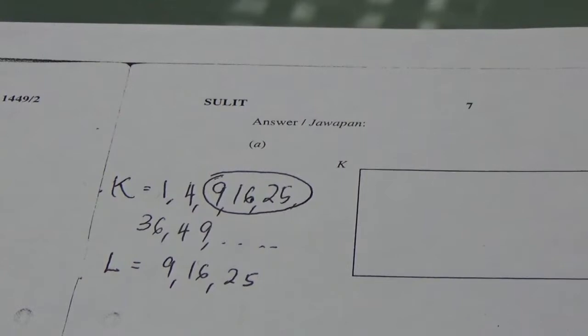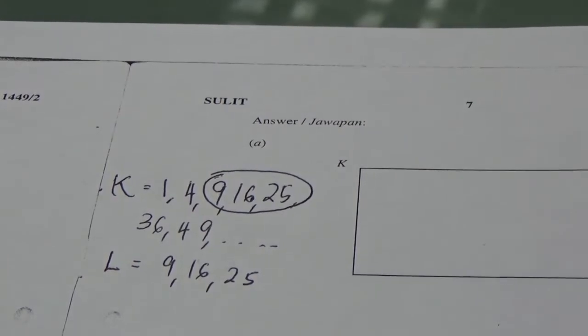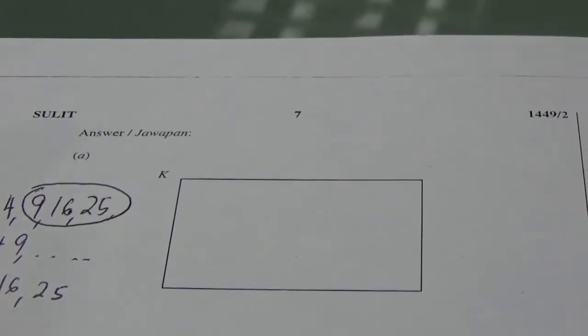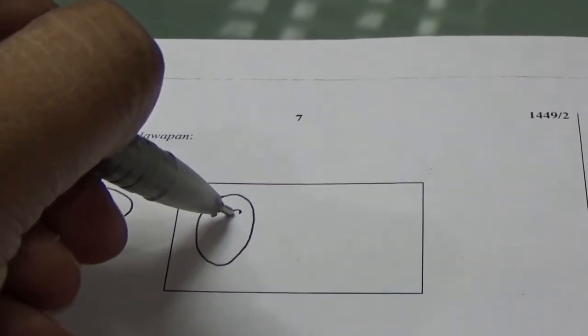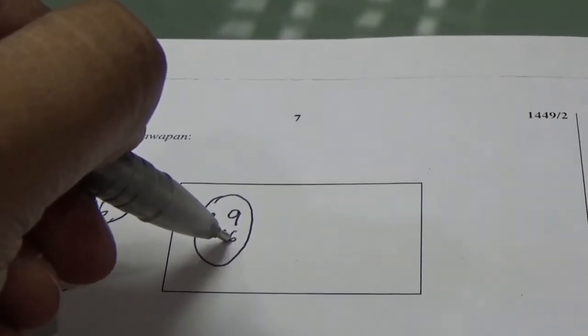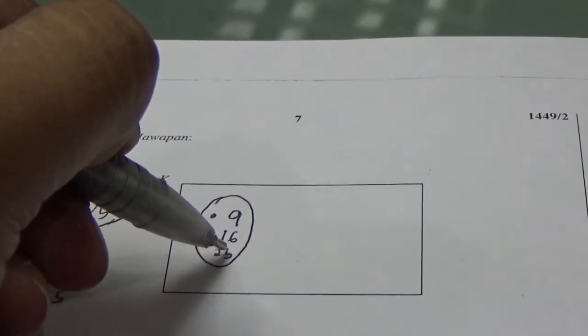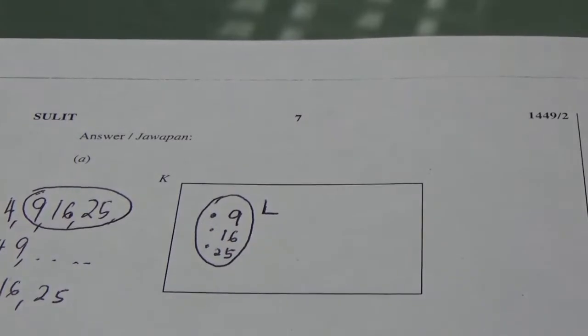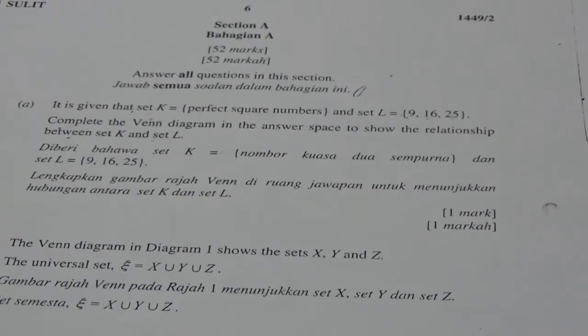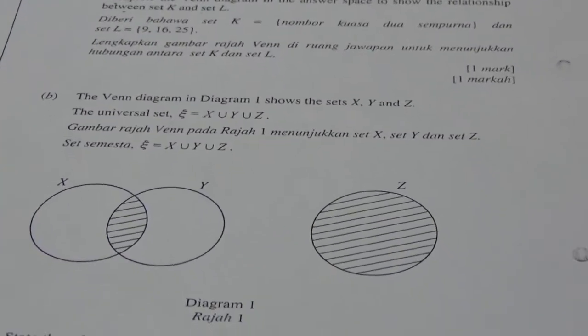So how do we draw the Venn diagram? You need to complete the Venn diagram for 1 mark. We can draw the Venn diagram with 9, 16 and 25 and label it as L. So that is question 1a for 1 mark. Moving on, let's look at question B.